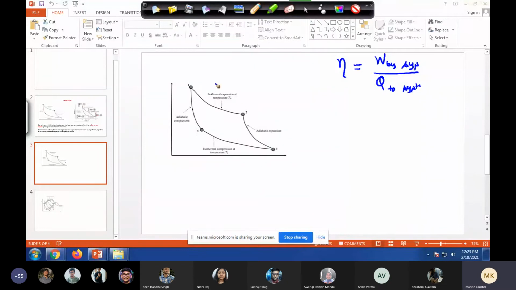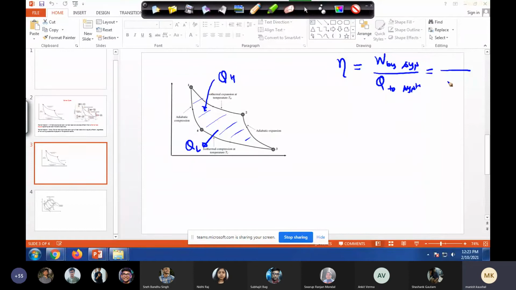So in this case, which temperature? Here we have QH, and here we have QL lost. Okay, so eta should be what? The area of this cycle. 1 minus TL by TH. Yeah, so area, fine.